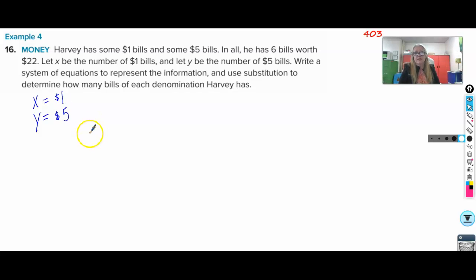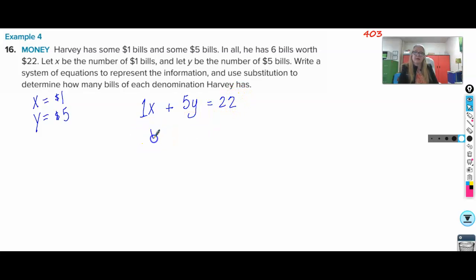We know he has some 1s and some 5s, okay? All in all, he has 6 bills that are worth $22, okay? So the x's are worth 1, so we're going to multiply 1 times however many $1 bills he has, okay? Plus, we know that the y's are worth 5 each, and y represents the number of $5 bills, okay? So if he has so many $1 bills and so many $5 bills, and it adds up to $22, that's one equation, okay? The other thing we know is that he has 6 bills, all right?